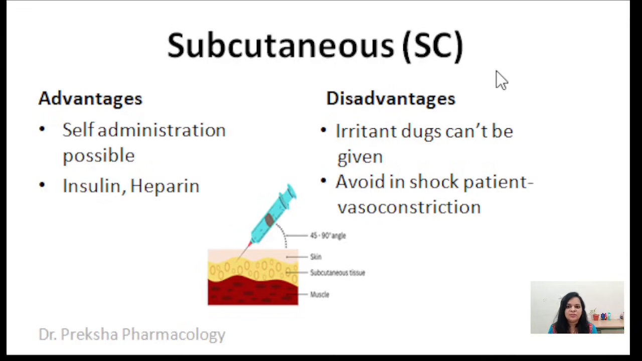Disadvantage of this route is irritant drugs that you cannot give, and in this route if the patient is in shock, then the patient is already in a vasoconstricted phase. So in that case, you should not use this route because there is a powerful vasoconstriction in this shock patient. So the drug will not be absorbed.